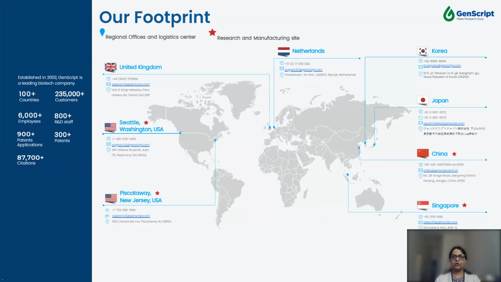GenScript headquarters is located in Piscataway, New Jersey, with additional research and manufacturing sites located in China. In 2021, we opened new life science facilities in Seattle, US, Singapore, and Shanghai. Additionally, we have regional offices in Korea, Japan, and Europe. As a result, we empower researchers, clinicians, and biotechnology companies with our cutting-edge technology and services, ultimately helping them do scientific research and transfer that discovery into benefit for society.